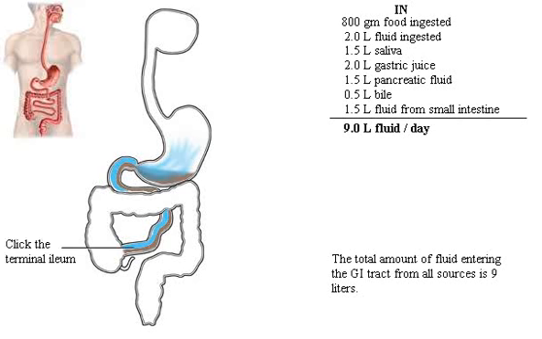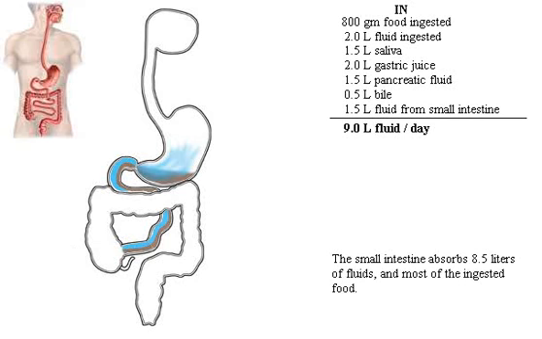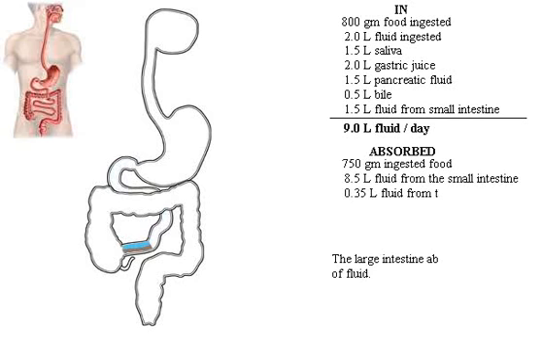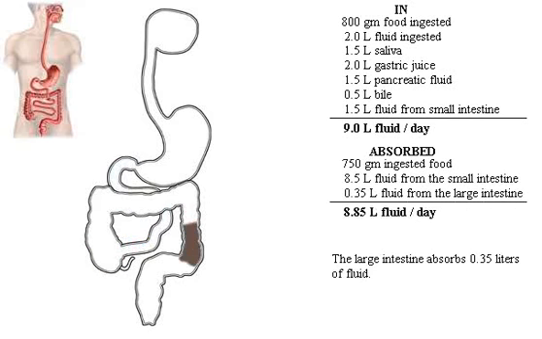Click the terminal ileum. The small intestine absorbs 8.5 liters of fluids and most of the ingested food. Click the large intestine. The large intestine absorbs 0.35 liters of fluid. The numbers we have supplied are estimates, but they provide a guide for understanding the large volumes of fluid that the GI tract handles in a day.